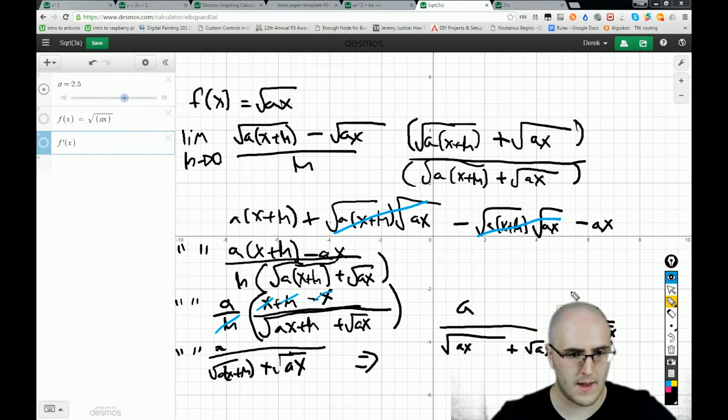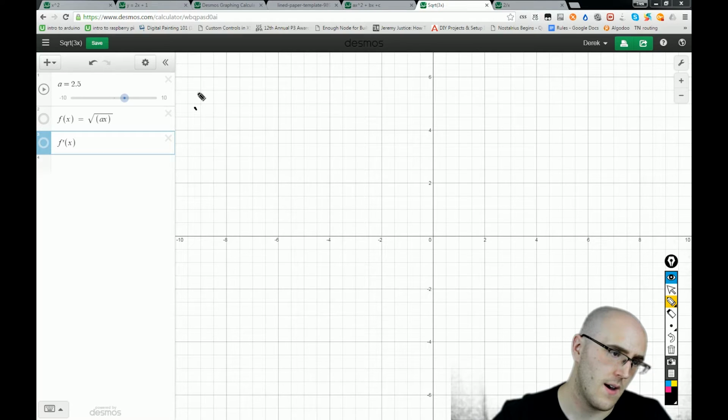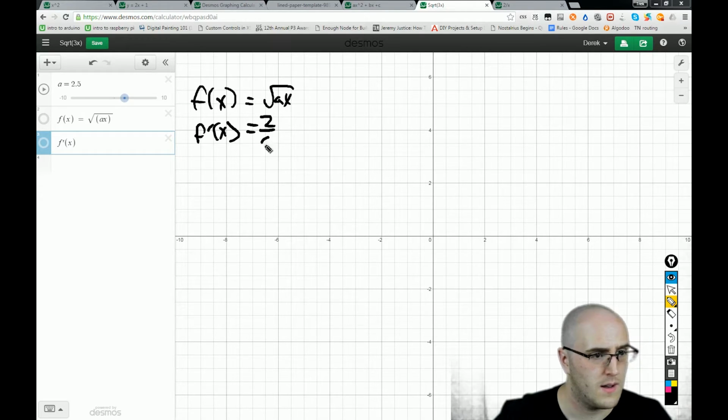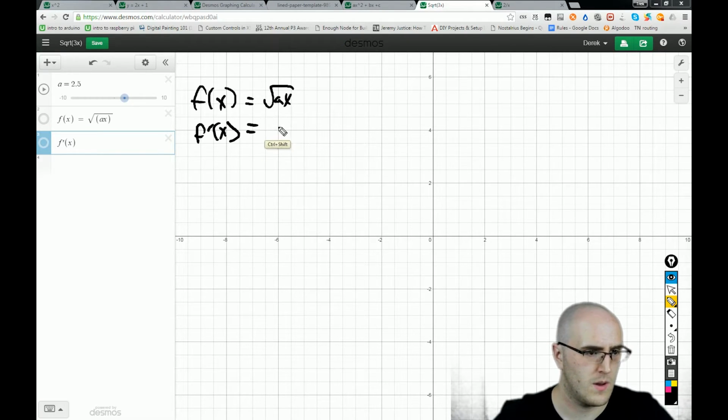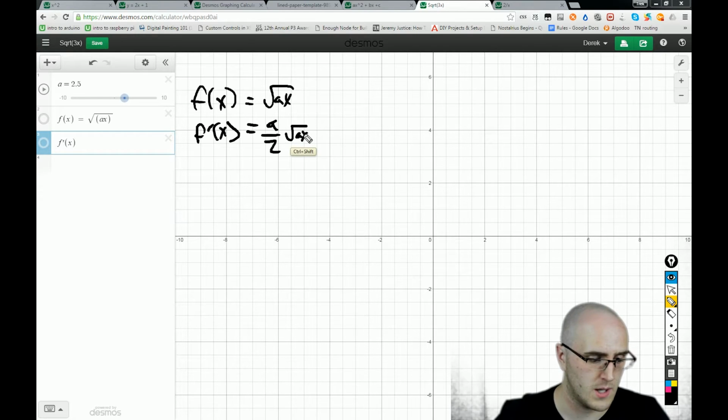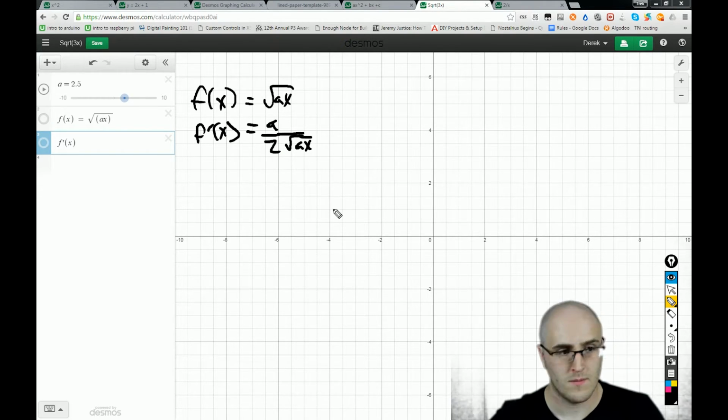So I'm going to clear all that out and write it again. So our f of x is equal to square root of ax, and our f prime of x is equal to 2 over a. Is that right? No, it's a over 2. A over 2 square root of ax. And it's in the denominator now, so it's actually square root of ax. All right. Well, that went only slightly poorly.